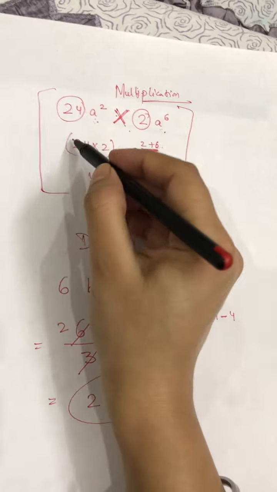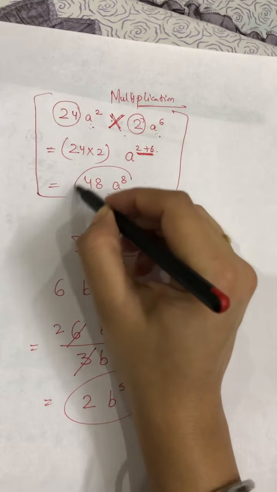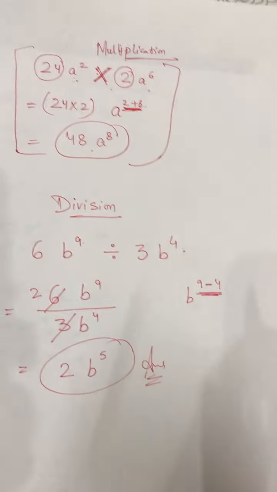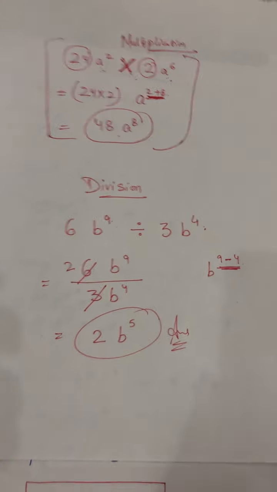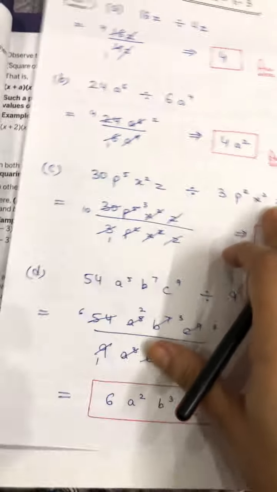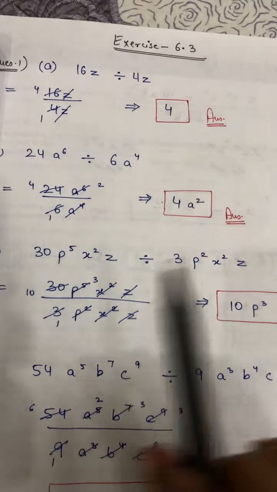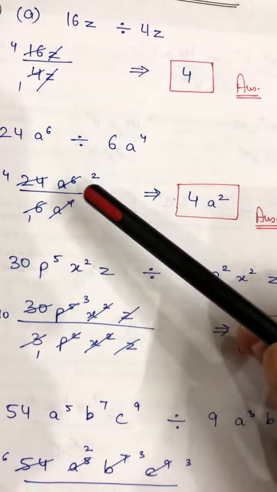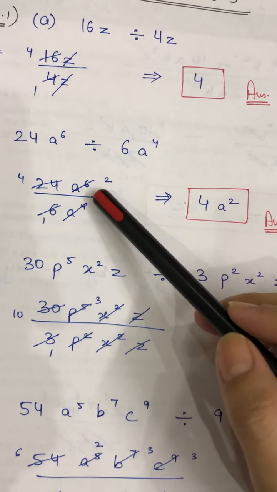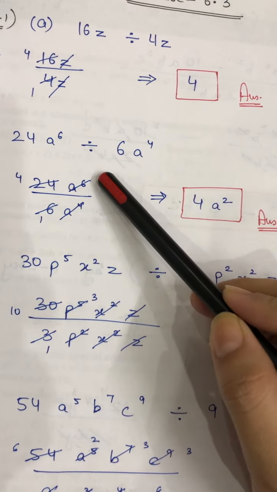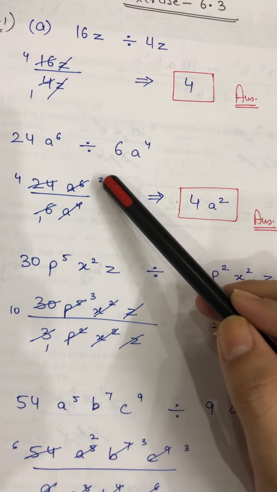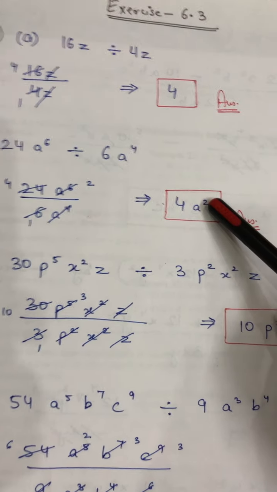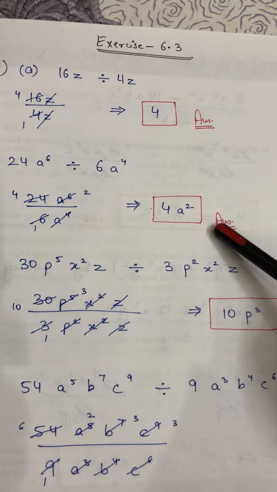In the case of multiplication, you have to add the powers. In the case of division, you have to subtract the powers. So this is the concept. Now let's move on with the question. We were on part B. Here you have a raised to power 6 divided by a raised to power 4, so cancel it: 6 minus 4 is 2. So the constant is 4 and the variable a raised to power 2 is left. So this will be the answer.